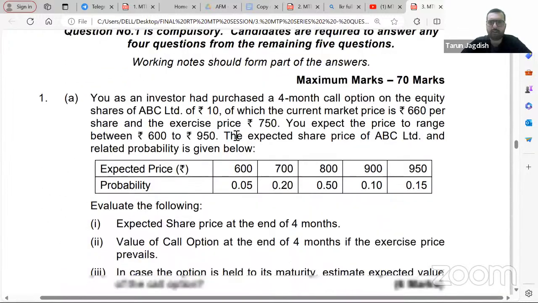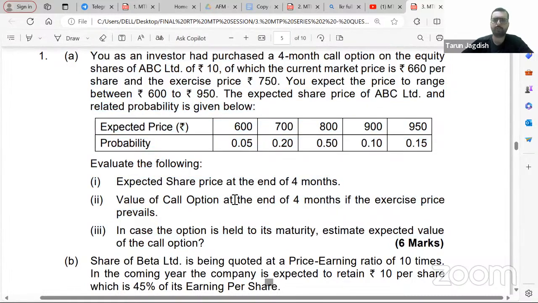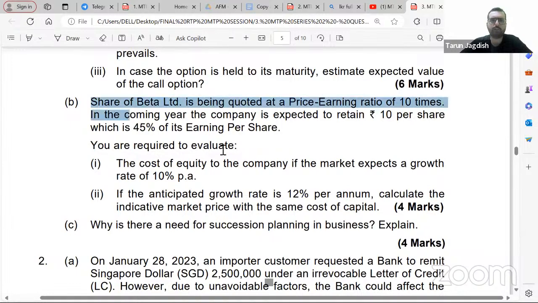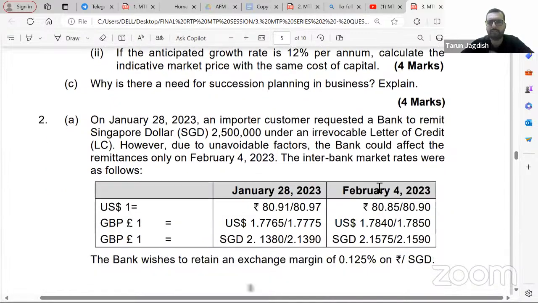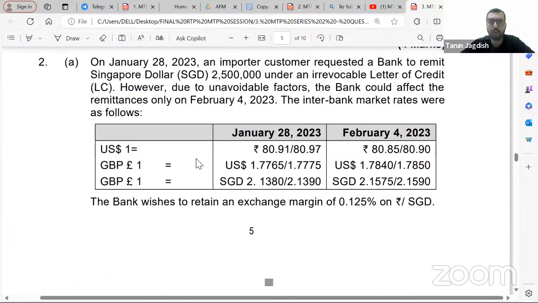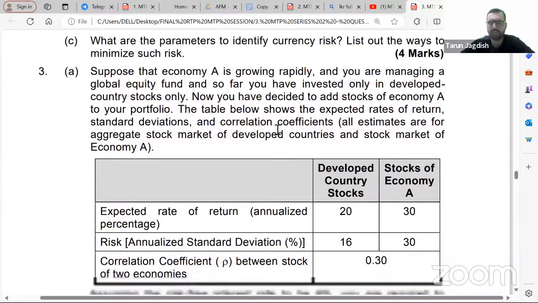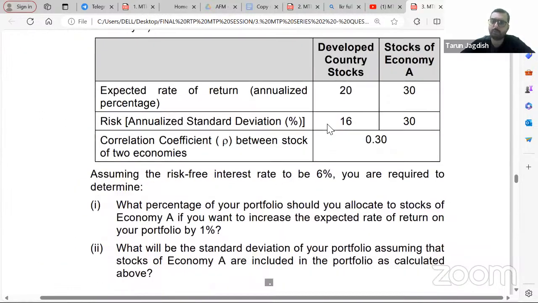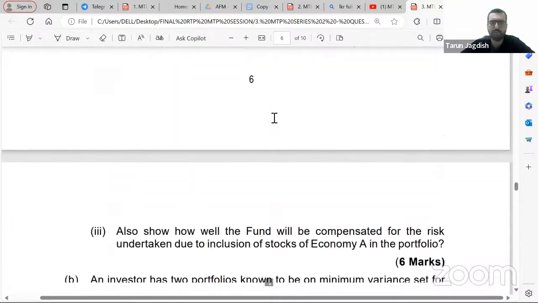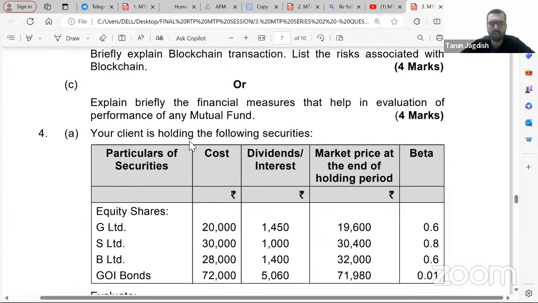But remaining, if you see this one, look at this. Exactly the same thing like what we did today. Option question. This one is a question on share valuation. Gordon's model, D1 divided by KE minus G. This question we have done in my class. It is a cross rate question. Regular class, we have done this. Repo, bank A repo, already done. This is a portfolio management question from study material. We have done this. This one, weight of X, Y, Z, portfolio A, minimum variance set. I don't know if you remember it. We have done this.